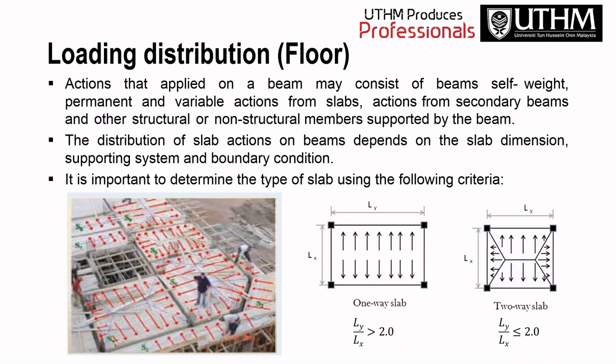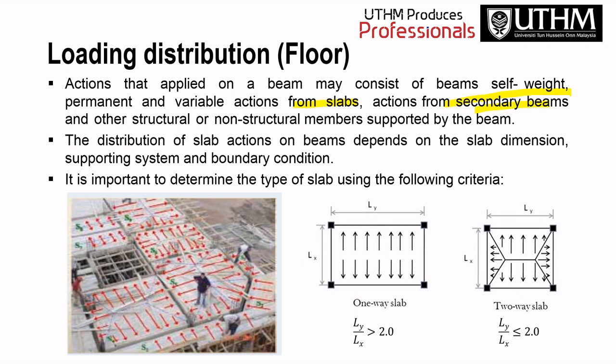Actions that are applied on a beam may consist of beam self-weight, permanent and variable actions from slab, actions from secondary beam, and other structural or non-structural members supported by the beam. So do you know what primary or secondary beams are? Secondary beams don't have column support. So a secondary beam will not distribute the load directly to the column. It will distribute the load to the primary beam which is connected to it as a point load.